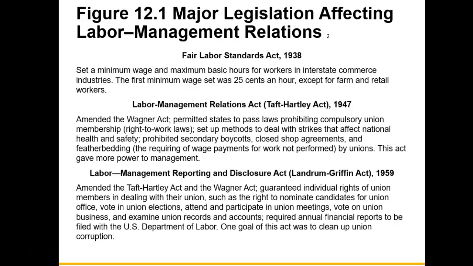And we're back on our chapter 12 lecture. We're talking about how legislation has impacted the relationship between management and labor employees, especially with different types of unions.